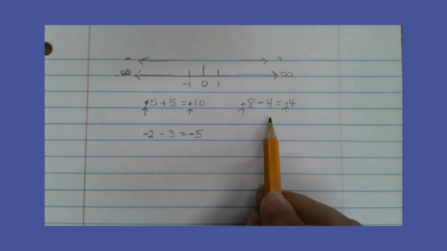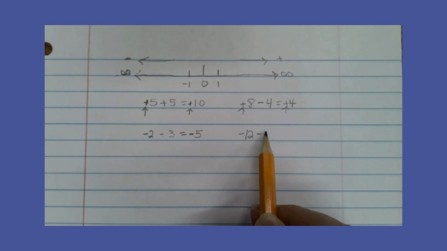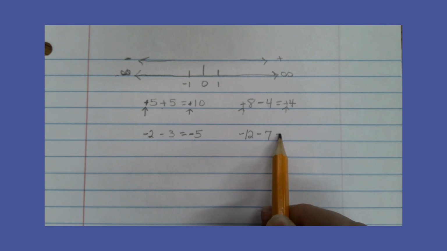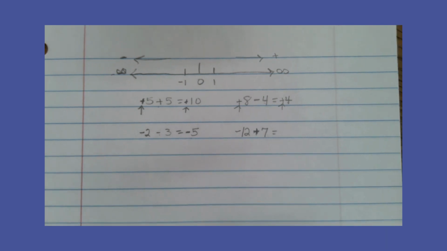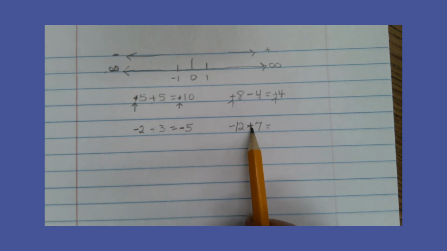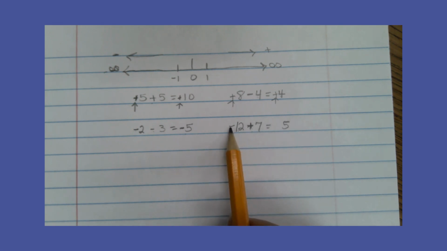Well, if the higher number happens to be negative, it works the same way. So if I had negative 12 minus 7, or let's say add 7, sorry. Negative 12 plus 7. The signs are different. I have a negative and a positive. So the signs are different, so I'm going to subtract. I've got 12 minus 7. Well, 12 minus 7 is 5, but 12 is bigger and it's negative, so the answer is negative 5.